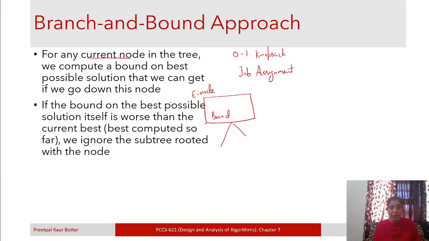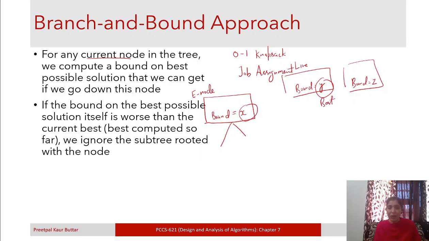So if the bound on the best possible solution, suppose its value is x, is worse than the current best, there might be some other nodes which have already been visited. So there might be some other live nodes, and they might have their own bounds. Suppose its bound is y, its bound is z. Suppose y is the already best bound.